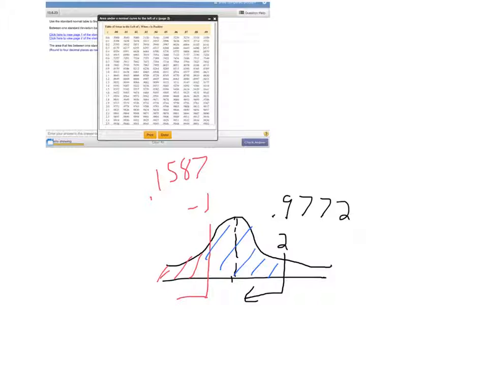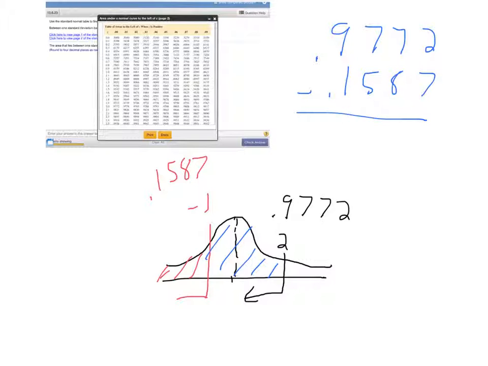Well, we want what's in blue. So this is everything below 2 standard deviations above the mean. This is everything 1 standard deviation to the left of the mean. We want what's between them. So we just need to subtract these 2 numbers. And that's the answer the computer wants. So we subtract these 2 numbers.